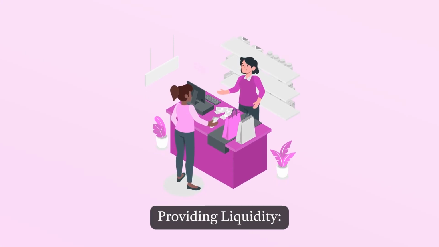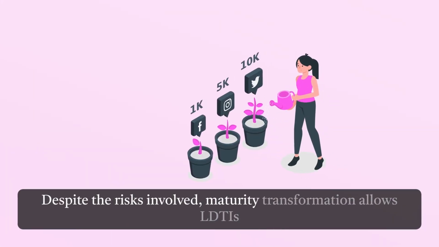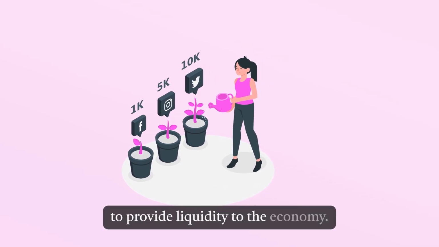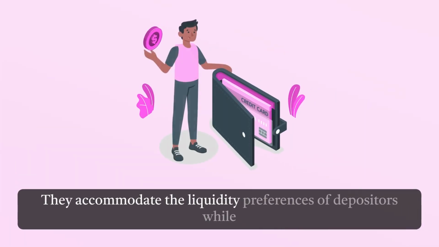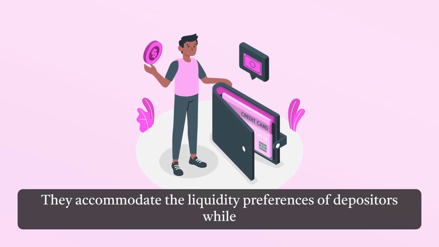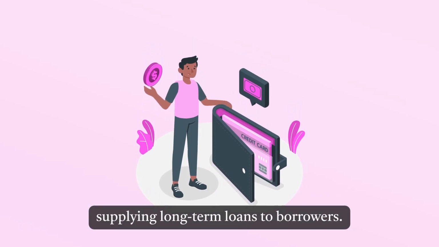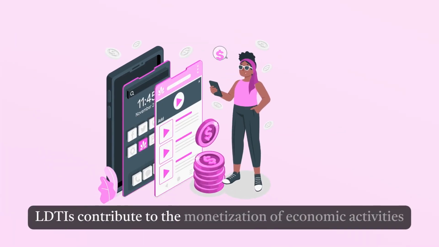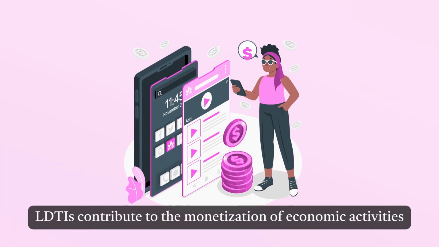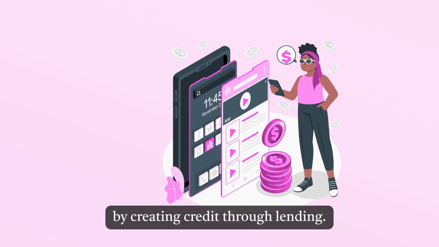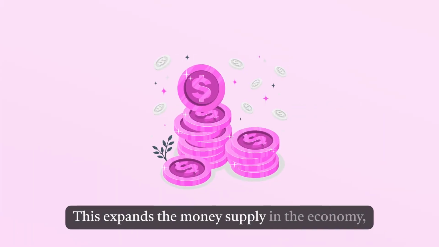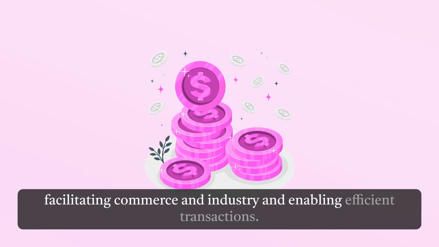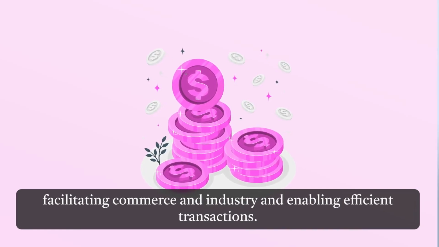Providing liquidity. Despite the risks involved, maturity transformation allows LDTIs to provide liquidity to the economy. They accommodate the liquidity preferences of depositors while supplying long-term loans to borrowers. Monetization. LDTIs contribute to the monetization of economic activities by creating credit through lending. This expands the money supply in the economy, facilitating commerce and industry and enabling efficient transactions.